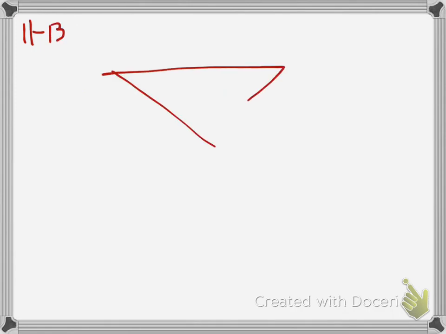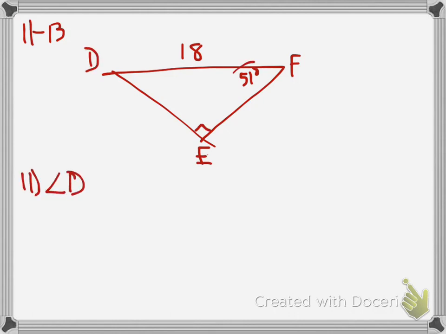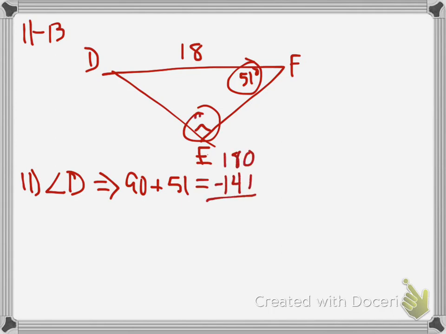Alright, number 11 through 13, here we have something like this. Notice here I've got an angle and a side. So that means to find the third angle, angle D in this case, I can add 90 to 51 because, again, that little square means 90. So you're always adding 90 to it, and then subtract from 180. And then I would get 39 degrees.